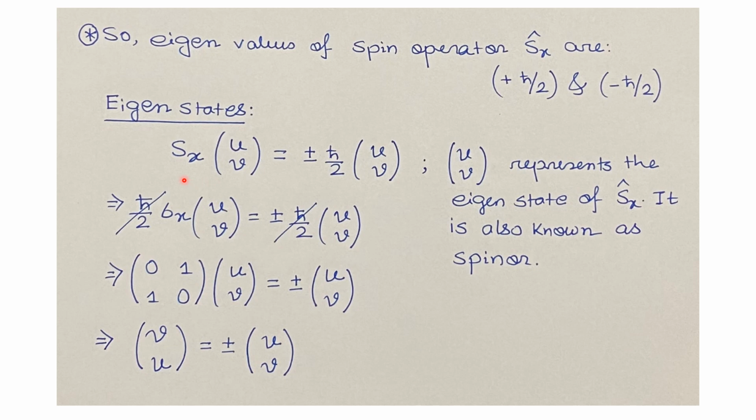To find the eigenstates, we will consider this Sx operator times the eigenstate (u, v) equals the eigenvalue, that is plus minus ħ/2 times the spinor or the eigenstate (u, v). Now Sx cap is basically ħ/2 times the Pauli matrix sigma x. So from both sides we can cancel the ħ/2, and sigma x is [0, 1; 1, 0]. Then we multiply this matrix with the column matrix (u, v), and that equals plus minus the (u, v) matrix. So it will give the matrix (v, u) equals plus minus the (u, v) matrix.